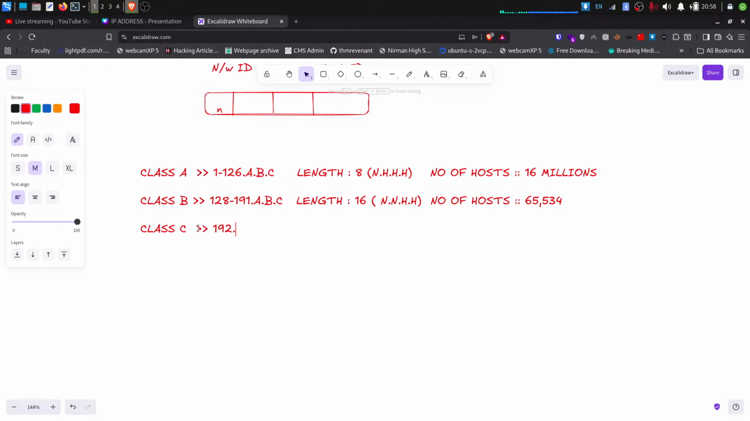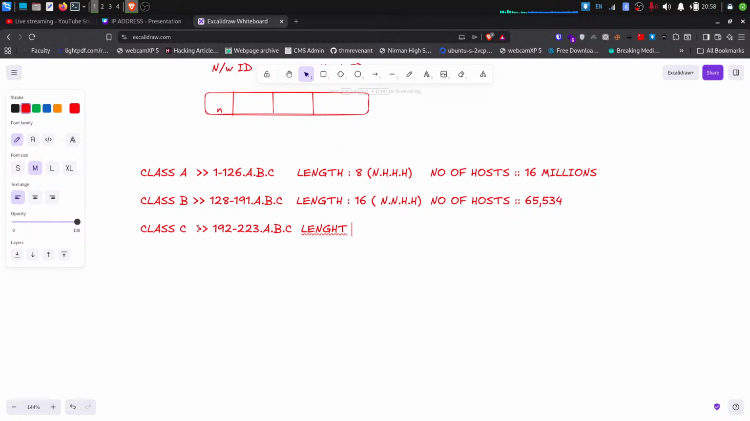Okay. I wanna know the range for class C. Please comment down the range for the class C IP. We have 48 people here. It's because of the octet that the first is for network. 192 to 223 for class C, and the remaining is for the host IP addresses.